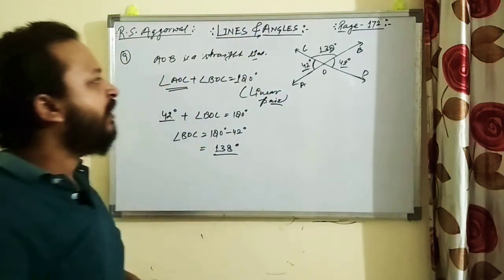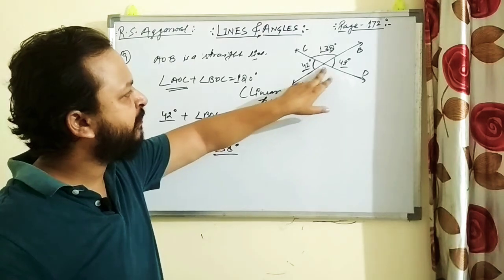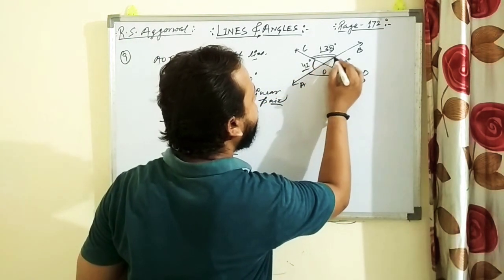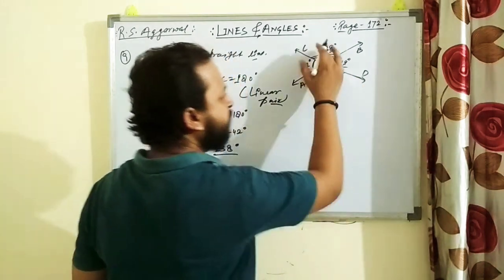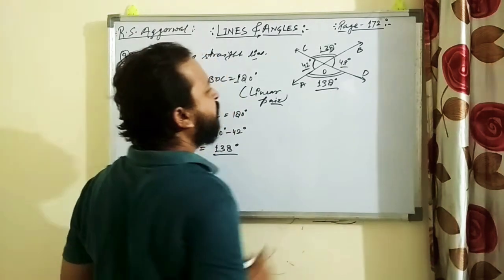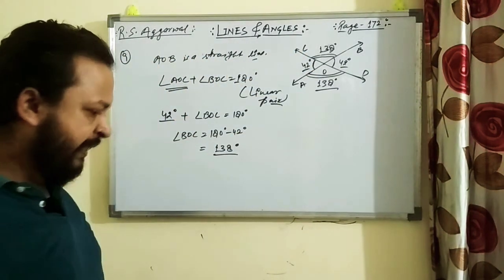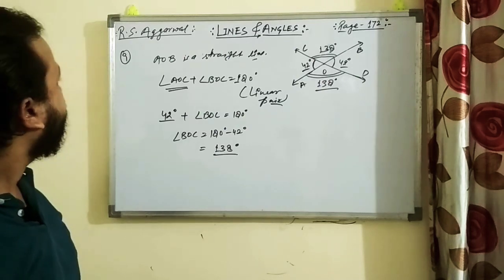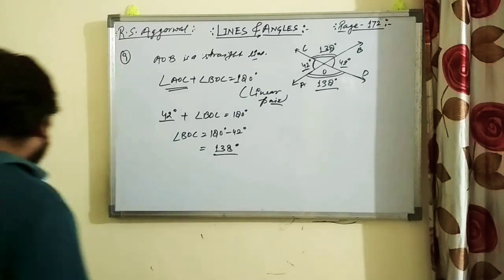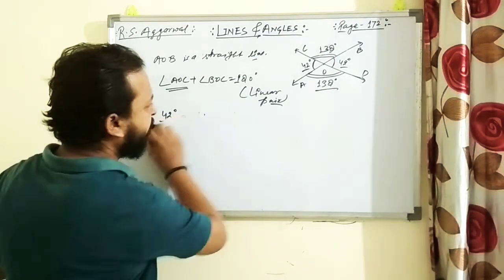Right? So if this angle, angle BOC, is 138 degrees, this angle must also be equal to 138 degrees. Why? Because they are vertically opposite angles. So just write it down. If they are vertically opposite angles, these angles must be the same, right? So question number 9 and question number 10 both are the same. Now come to question number 10. We'll discuss.